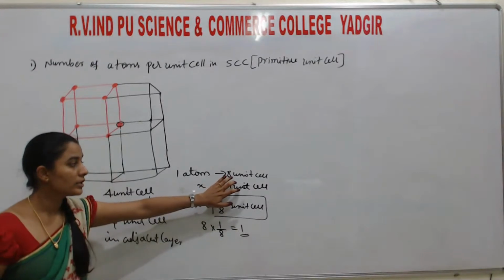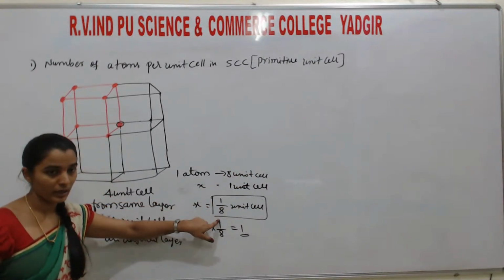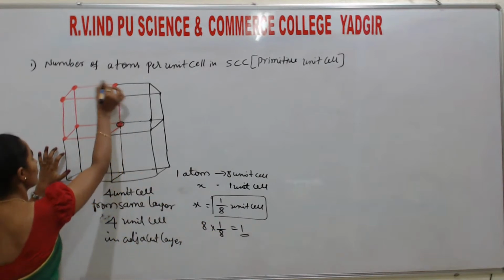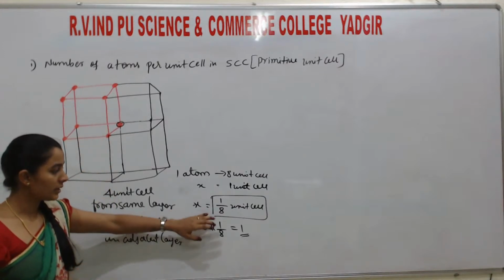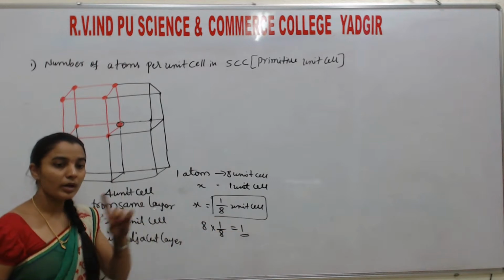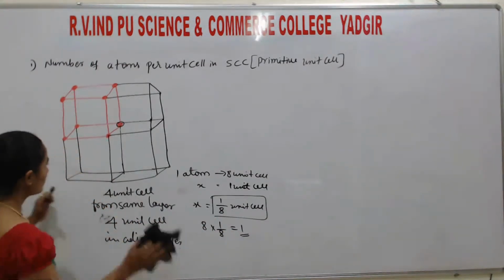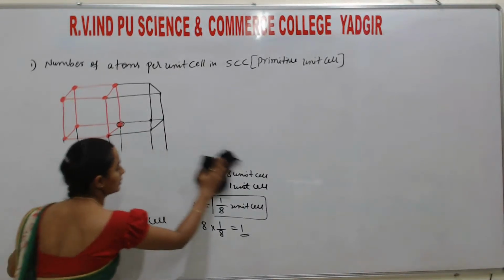So 1 atom is shared between 8 unit cells. So number of atoms per unit cell is 1 by 8. Like that, total 8 atoms are there. Each atom is shared between 8 unit cells, so 8 into 1 by 8, that is per unit cell we have 1 atom. So I'll write it directly. I hope you understand this diagram.